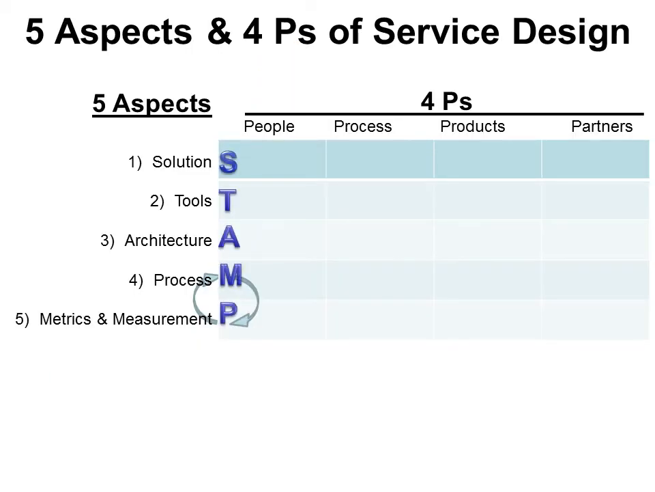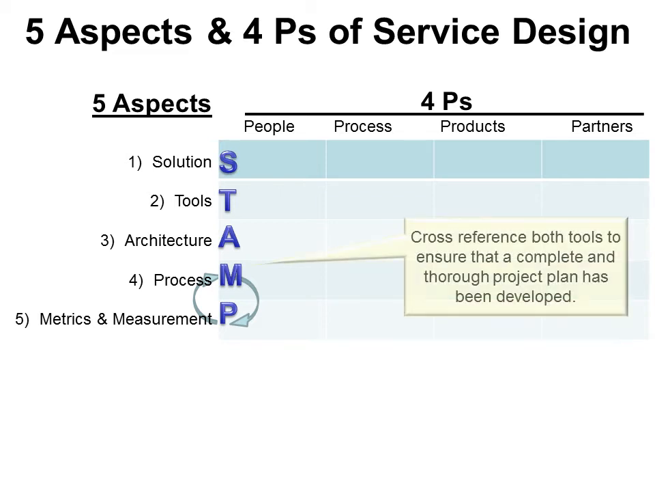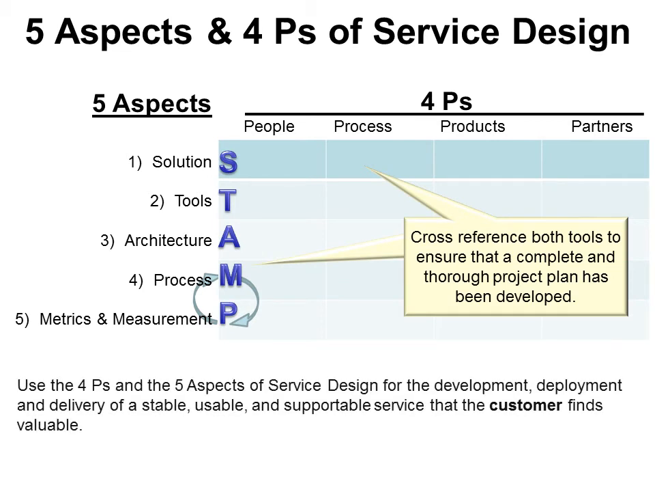A great tool to use in the design stage is the 5 aspects and the 4 P's of service design. The 5 aspects follow the letters STAMP, and it's a way to remember it. The only problem is that the M and P are turned around. So if you look at the solution, the tools, the architecture, the process, and the metrics and measurements, that will ensure that we have a complete and thorough project plan. Also, if we look at the people, the process, oh, there's process in there twice. It's that important. We want to make sure that the process works.